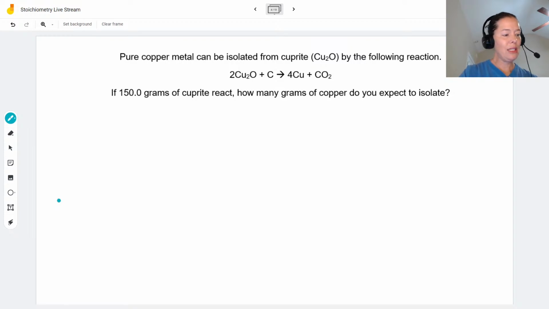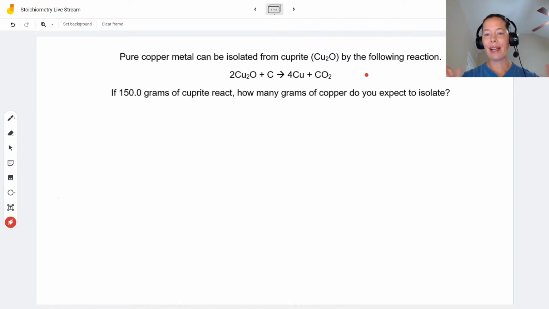So this one reads, pure copper metal can be isolated from cuprite, which is Cu2O, by the following reaction. They give us a chemical equation. And if 150 grams of cuprite react, how many grams of copper do you expect to isolate? So just again, identifying that this is a stoichiometry problem, I am given grams of one molecule, the Cu2O. I am asked about grams of copper. That is a completely different molecule. I need a balanced chemical equation to connect these two molecules. Well, the great thing is we've got our balanced chemical equation right here.